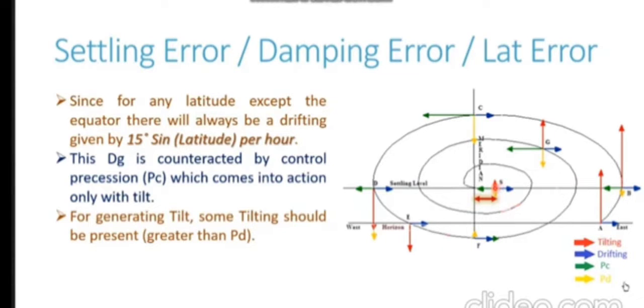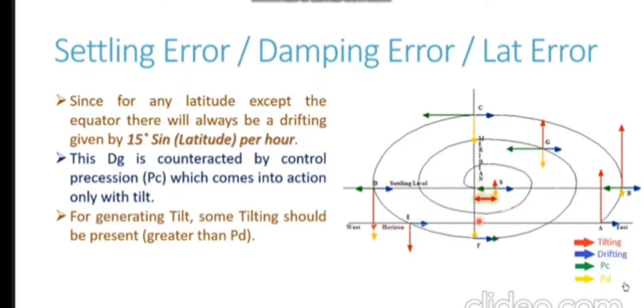Now control precession is proportional to tilt. So control precession can only be generated if there is some tilt. We know from the control precession formula, control precession is proportional to tilt, and it is in the westerly direction down. Now in this particular case, the drifting being easterly, we require a westerly control precession. So a westerly control precession can be generated only when the spin axis is tilted upwards.